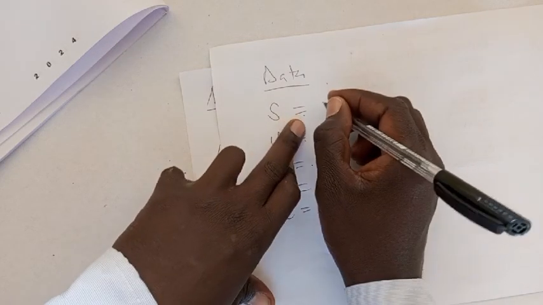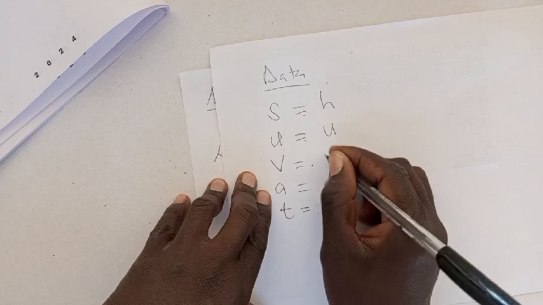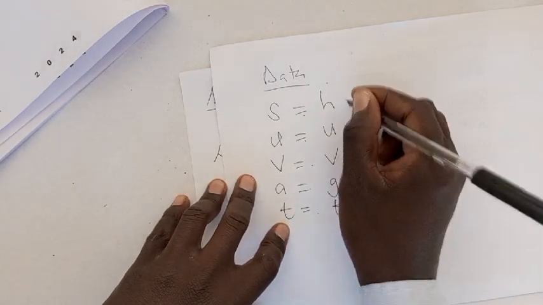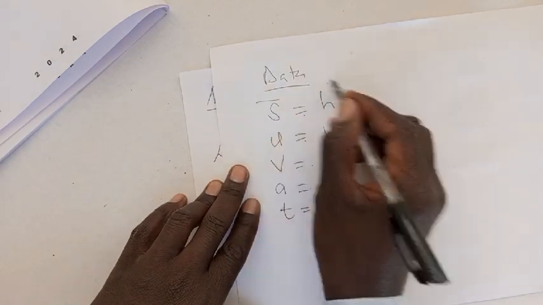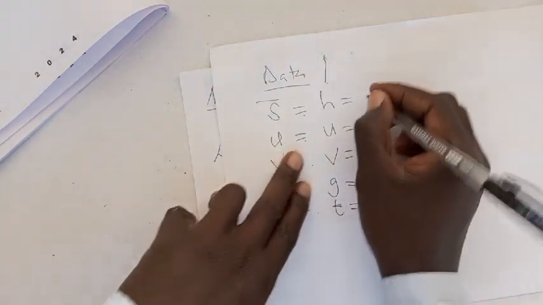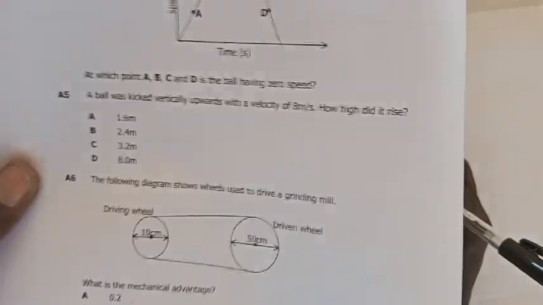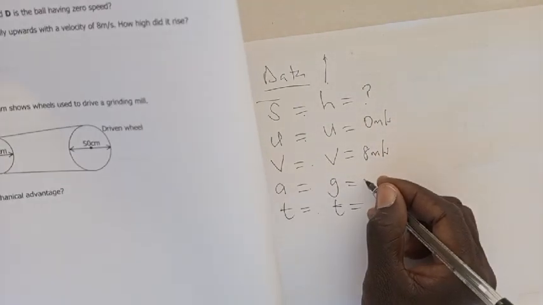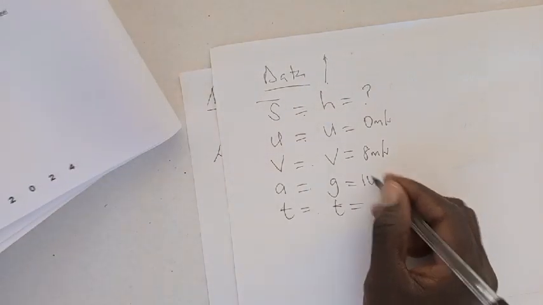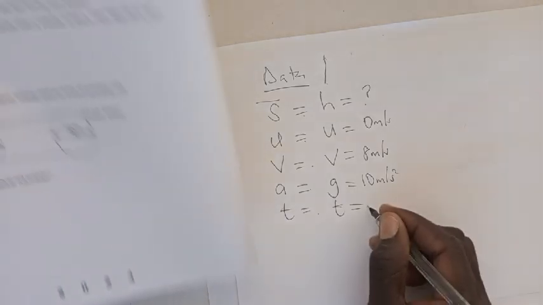So the SUVAT, I usually change it to this, okay, GT. Okay, since it is height. This one is for horizontal, this one is for vertical. So, what is our distance in the equation? We don't know. What about initial? Initial is 0 meters per second. What about the final velocity? It's 8 meters per second. What about gravitational acceleration due to gravity? We have 10 meters per second squared. What about time?